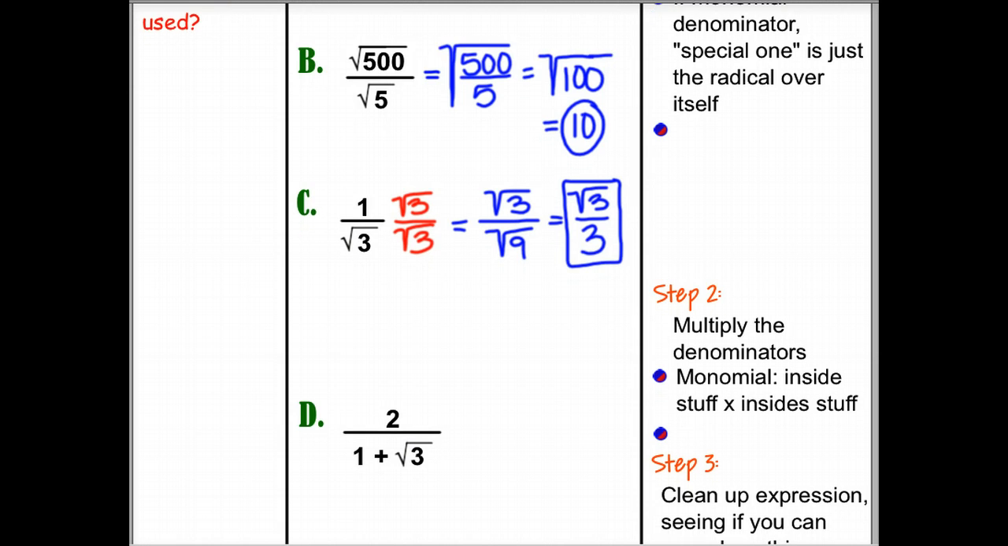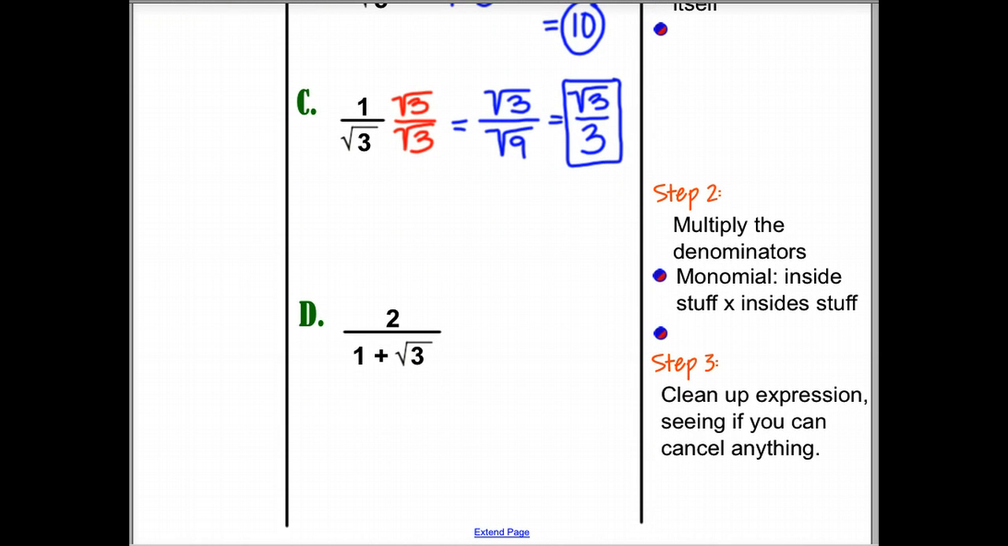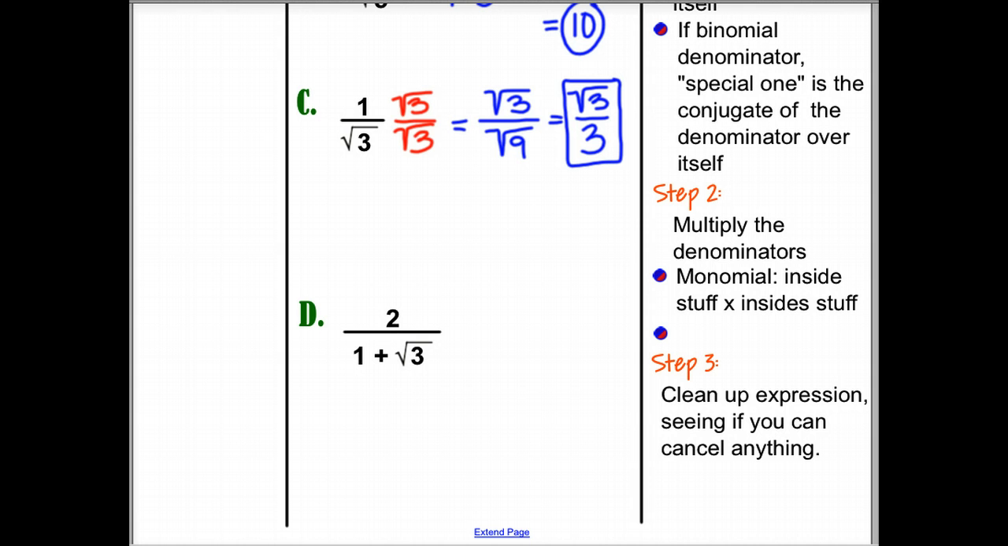Now, in example D, we've got a binomial in the denominator. That means if there's a binomial, the special one is the conjugate of the denominator over itself. In our case, the conjugate is going to be 1 minus the square root of 3, because remember, it's just like with complex numbers where it was a plus bi, a minus bi. It's a plus the square root of b, a minus the square root of b. So we are going to multiply our expression here, top and bottom, by 1 minus the square root of 3.